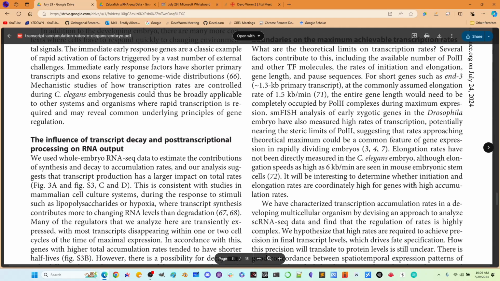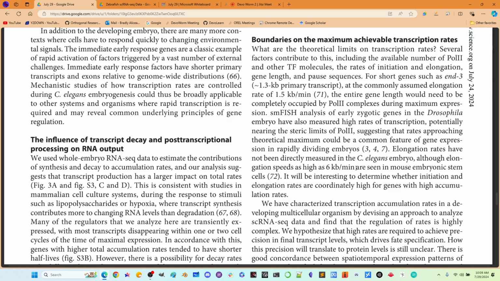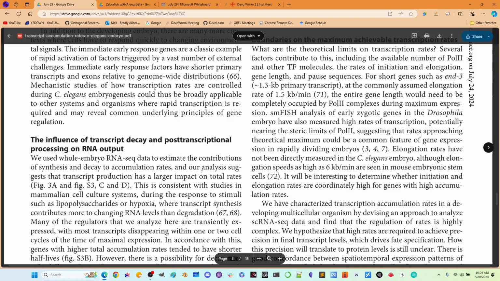And so we don't know too much about the elongation rates, but we know that elongation speeds as high as 6 kilobases per minute are seen in mouse embryonic stem cells. So we know that this is possible. It's just whether we actually can observe it. So the next thing we're going to talk about is a category called ensembles and generativity.